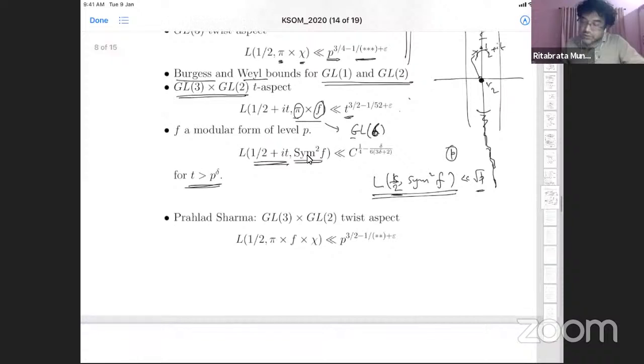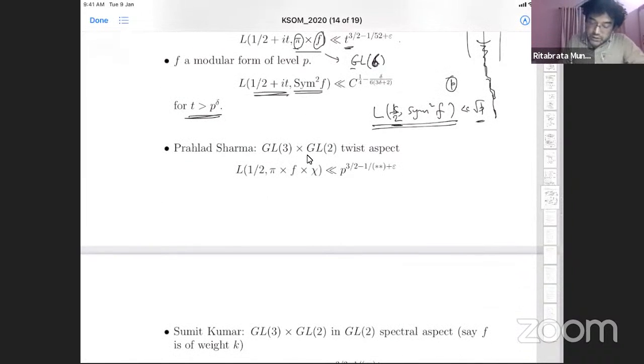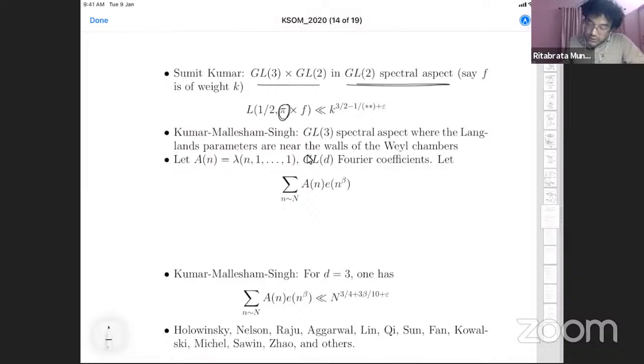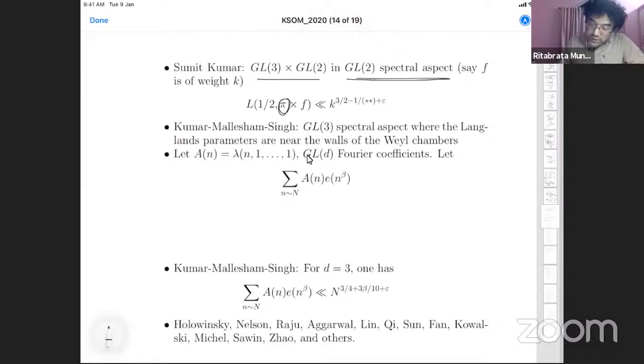Now we mention some results of some of my students. First, Prahlad Sharma proved the subconvexity for GL3 cross GL2 twisted by chi. And then my other student Sumit Kumar proved the GL3 cross GL2 L-function in the GL2 spectral aspect. So this generalizes the old result of Xiaoqing Li, because Xiaoqing had pi to be just a symmetric square, not a general GL3 form, but in Sumit's result, you can take pi to be any general GL3 form. In another work, Kumar, Singh and Malesham look at the GL3 spectral aspect part of this, and they showed that you can get a subconvexity in the GL3 spectral aspect as long as the Langlands parameters are near some of the walls of the Weyl chamber. It's not in the generic location.